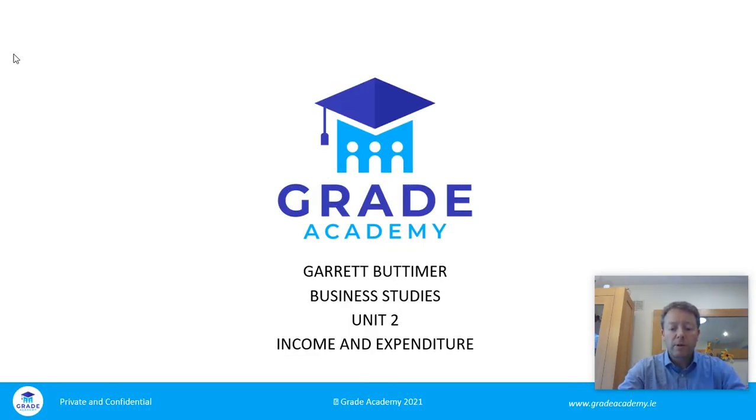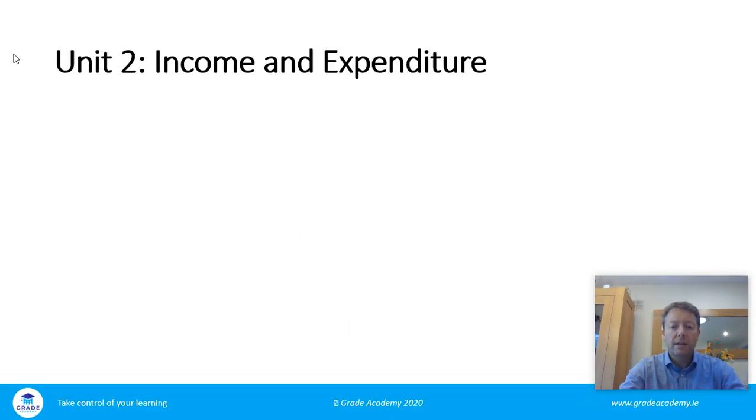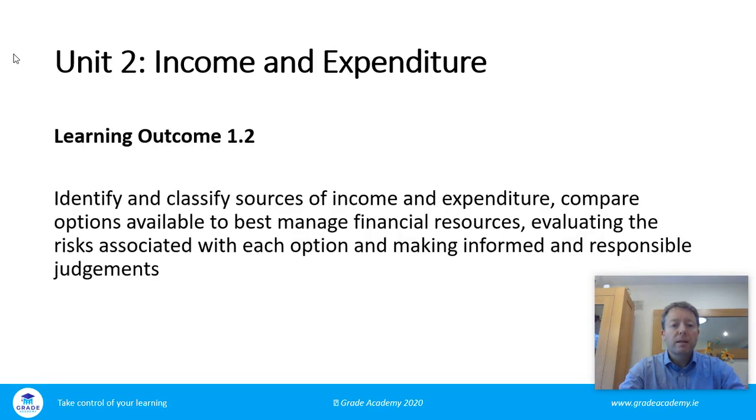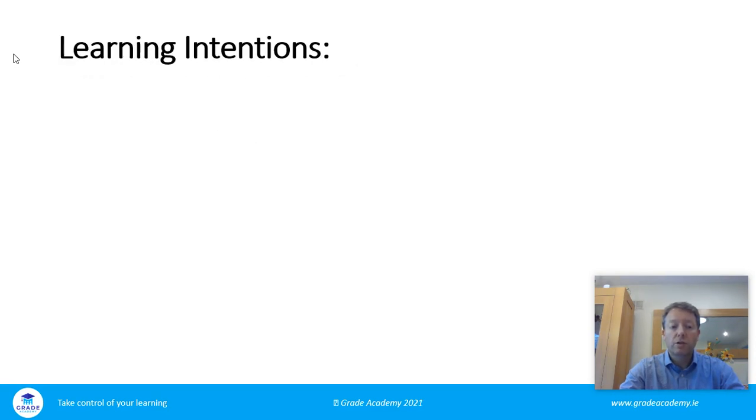My name is Garret and I'll be reviewing business studies for the junior cycle. This is Unit 2, Income and Expenditure. The learning outcome for this unit will be identifying and classifying sources of income and expenditure, comparing options available to best manage your financial resources, evaluating the risks associated with each option, and making informed and responsible judgments.